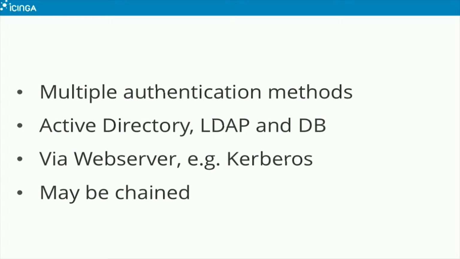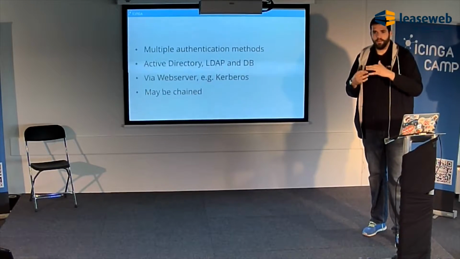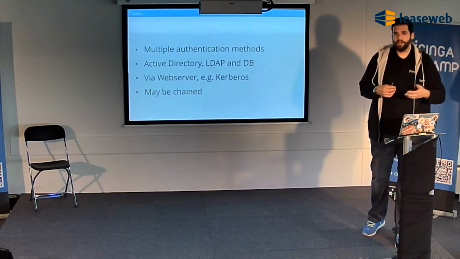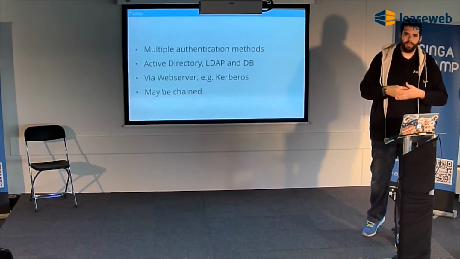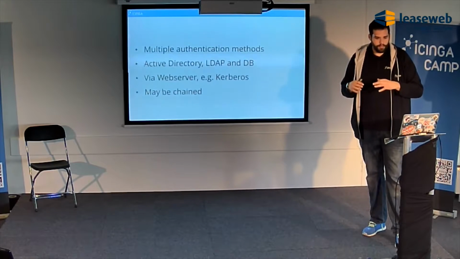So you can authenticate against multiple mechanisms. You can against an LDAP, Kerberos, whatever. You can also use those methods in a chain way. Means you look up the Active Directory. If it's not available because it's broken, you're still able to log into your Icinga Web with an internal database user. So you can do a lot.